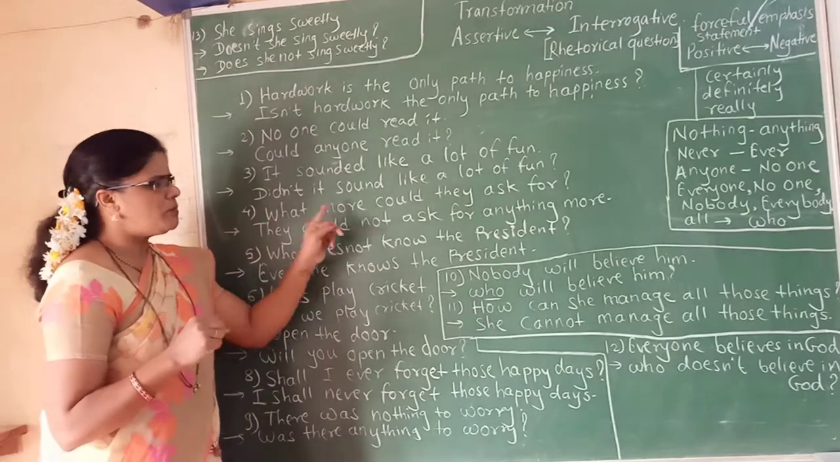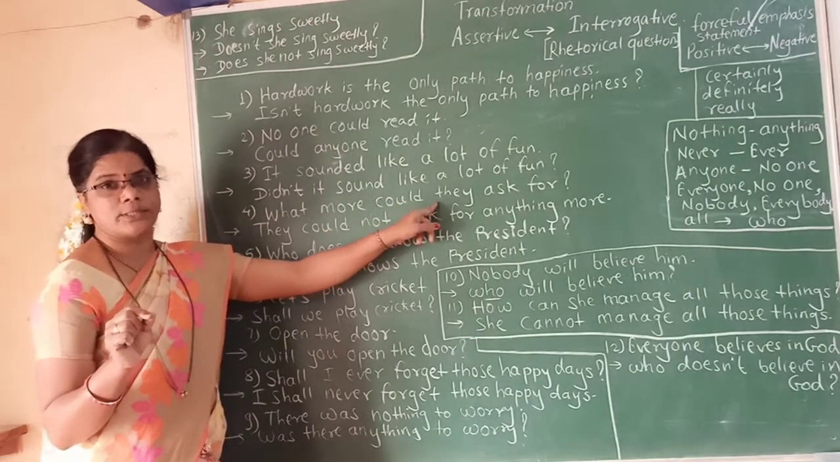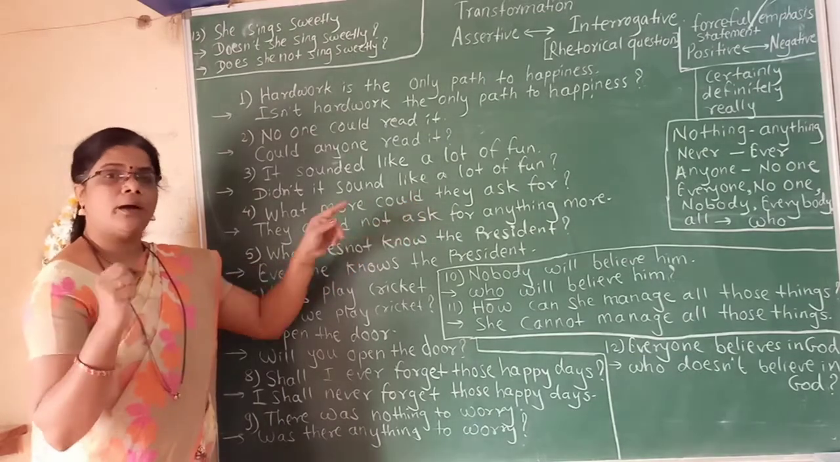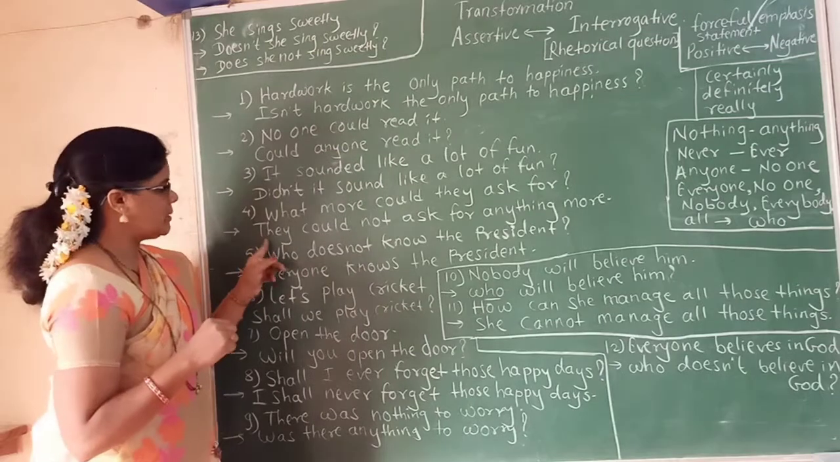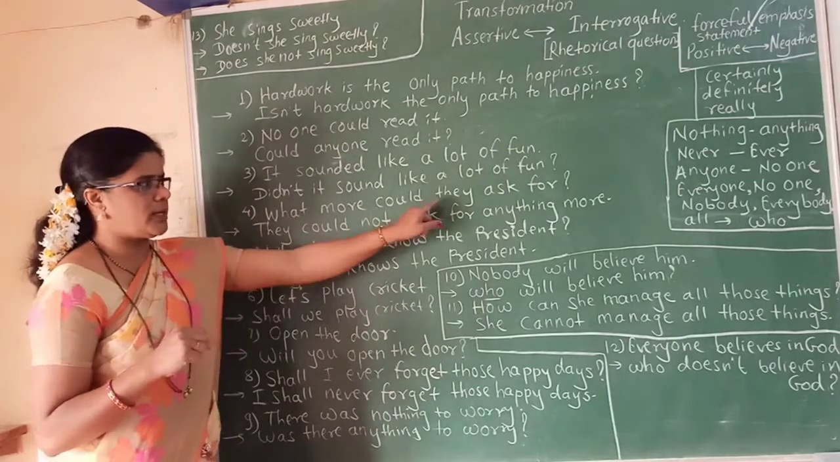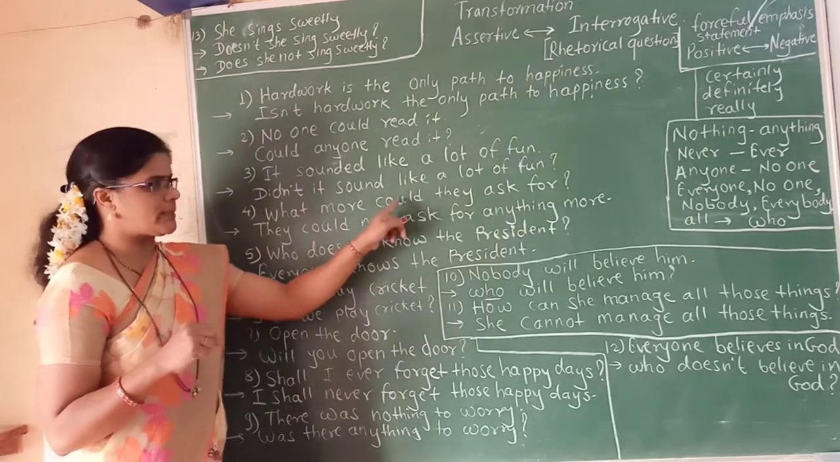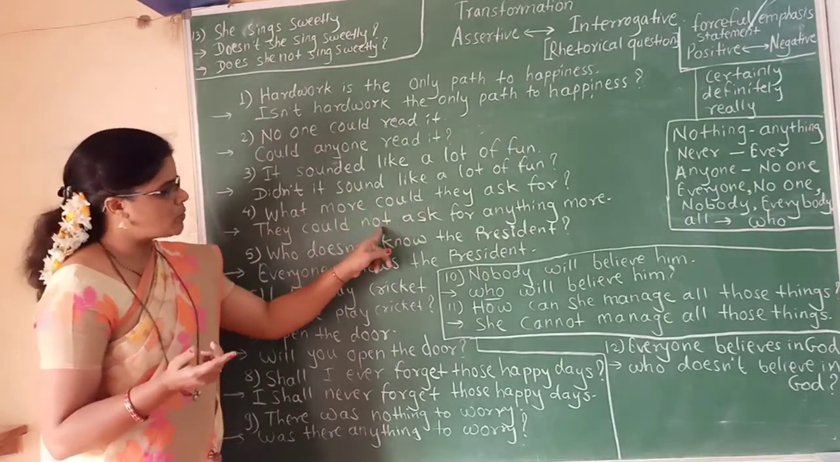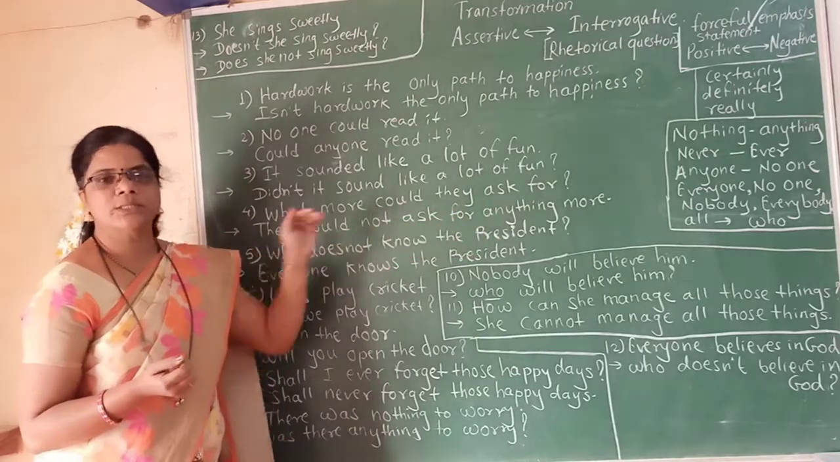So here, what more could they ask for? It is a question, an interrogative sentence. It is a rhetorical question. And how can it be transformed to assertive? Here, they could not. Why not? Because the sentence was positive. They could not ask for anything more. Full stop. This is assertive.